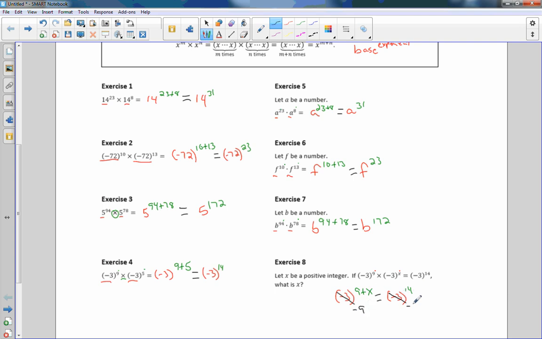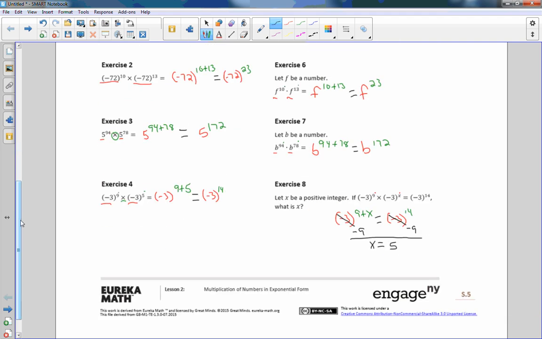Subtract 9 from both sides, solving this algebraically, and 9 minus 9 is 0. X minus nothing is x equals 14 minus 9, which is 5. So 9 plus 5 is obviously 14. I just wanted to show that algebraically. Okay?